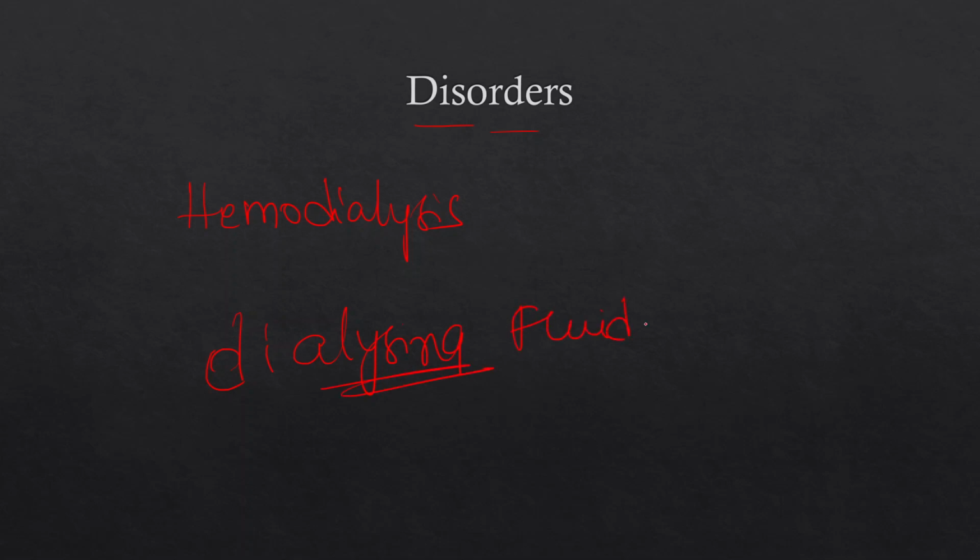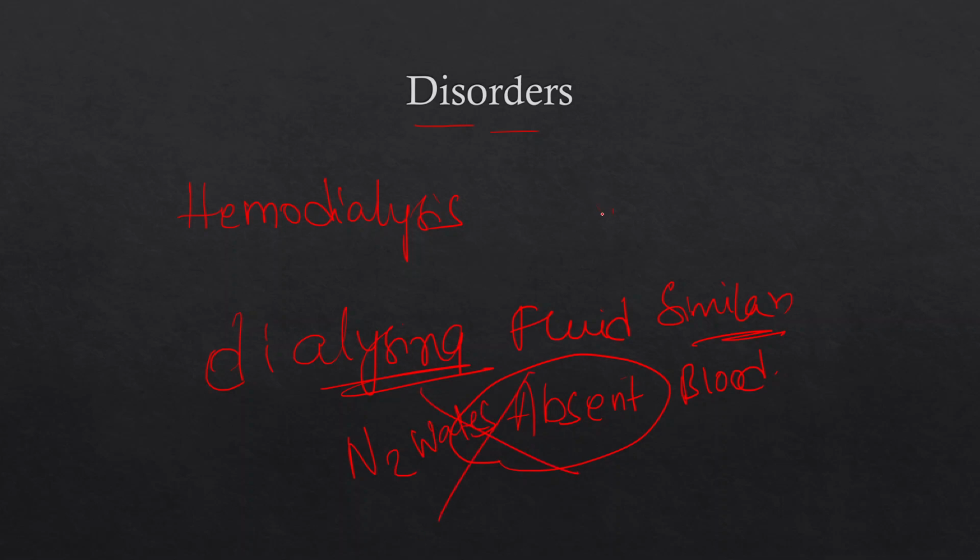This dialyzing fluid is similar in composition to blood, but the nitrogenous wastes are absent in this. Whenever blood is drawn from the body, it is sent into the dialyzer, the machine, with the addition of heparin, which is a natural anticoagulant, in order to prevent coagulation of the blood.